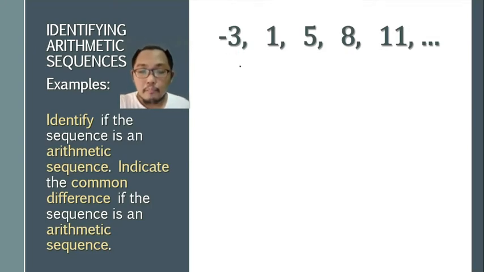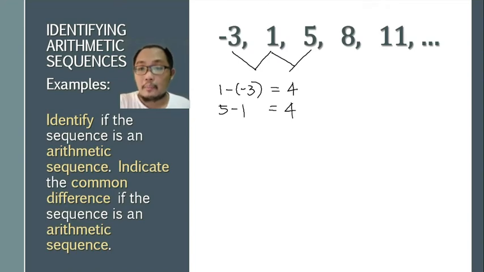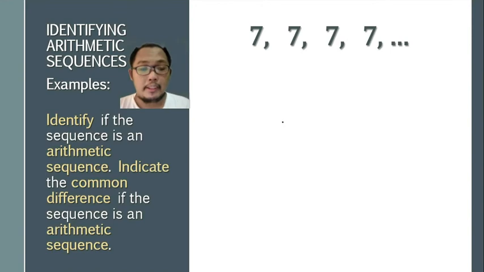sequence. So having our 1 minus negative 3, we have a difference equal to 4, while 5 minus 1, we also have a difference equal to 4, while 8 minus 5 only gives us 3. At this point, you will notice that 4 and 3 are not the same. So this is not an example of an arithmetic sequence. And let us proceed with the next.